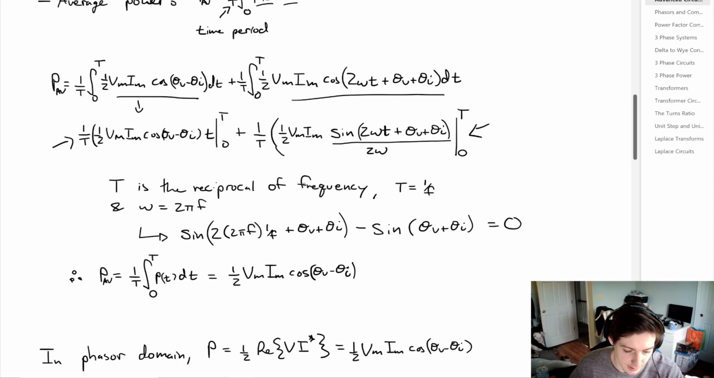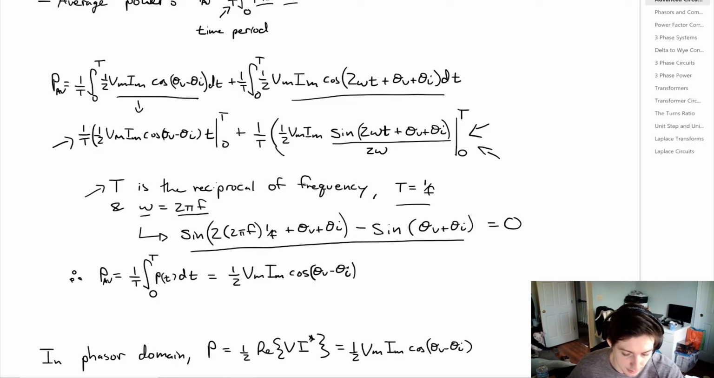Recall that the time period T is the reciprocal of frequency, so 1/f, and omega is our angular frequency, which is equal to 2 pi times the frequency. Then the second contribution of the integral, when evaluated, gives us 0. So we're just left with the average power and that time independent contribution, and that gives us what we arrived at before.